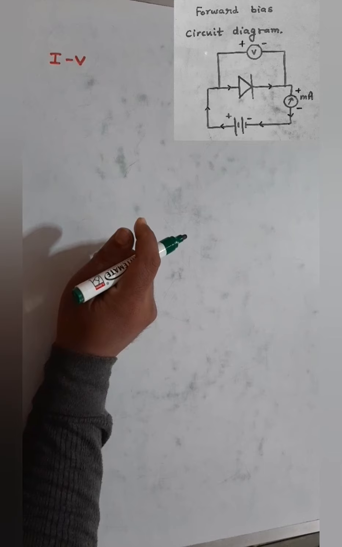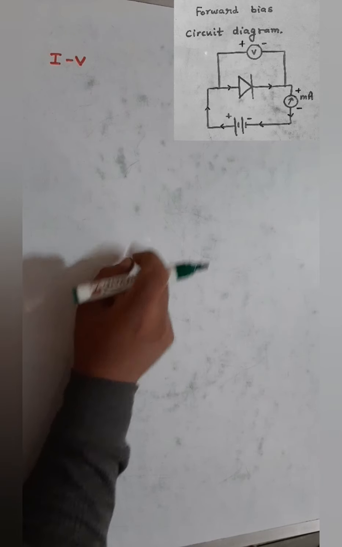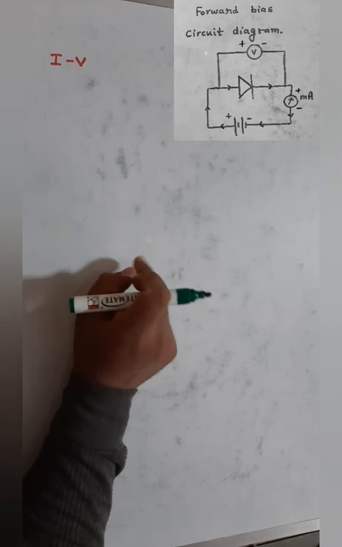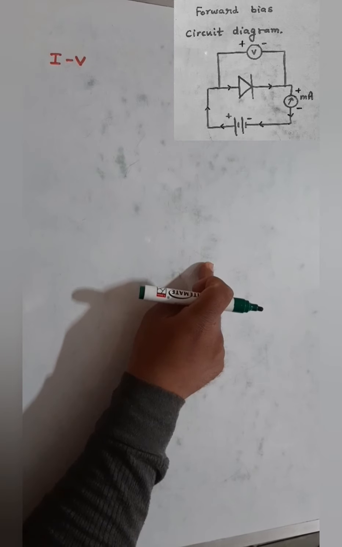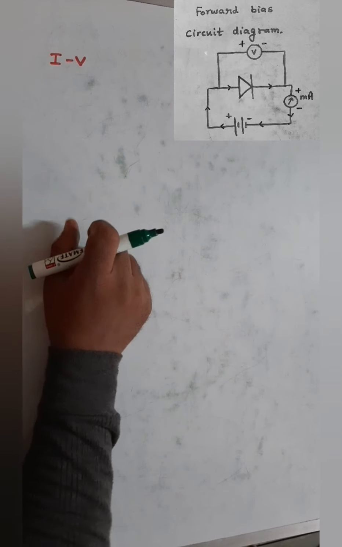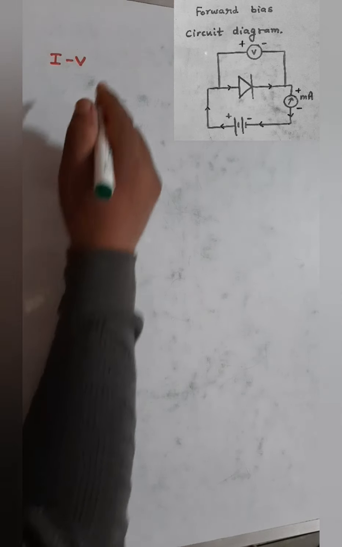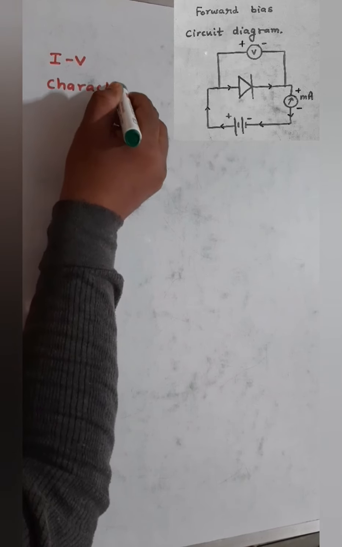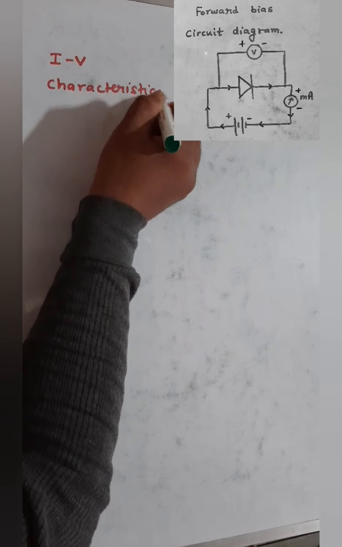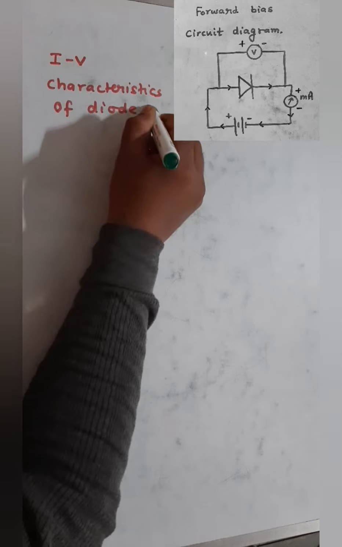Why do we say IV characteristics? Because generally in conductors, as we did in current electricity, we plot the graph V versus I, that is voltage is taken on the y-axis and current is taken on the x-axis. But in semiconductors, we take current on the y-axis and the applied voltage on the x-axis. Okay, so it is the IV characteristics of a diode in forward bias.